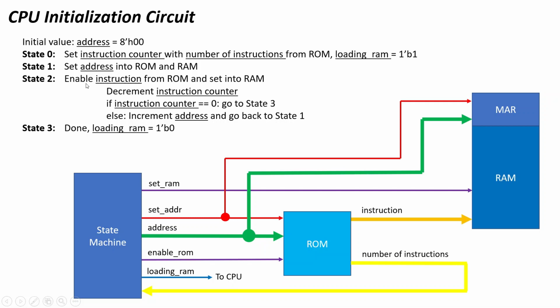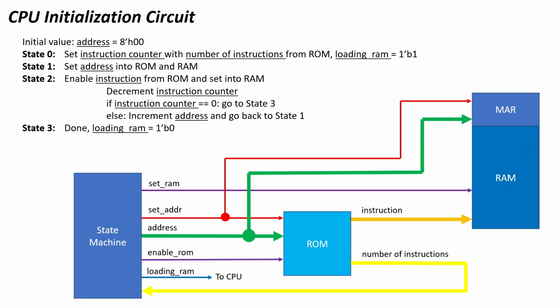Then we're going to set the address into the ROM and the RAM. So ROM and RAM are both pointing to the same address. Then we're going to enable the instruction from the ROM and set it into the RAM. Then we'll decrement the instruction counter because now we have one less instruction.